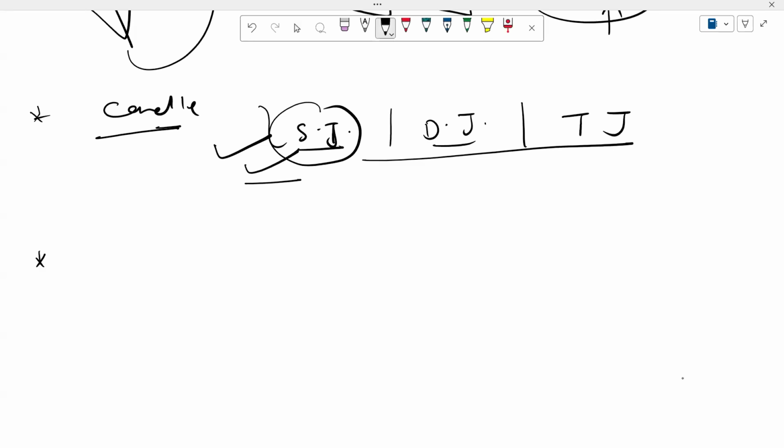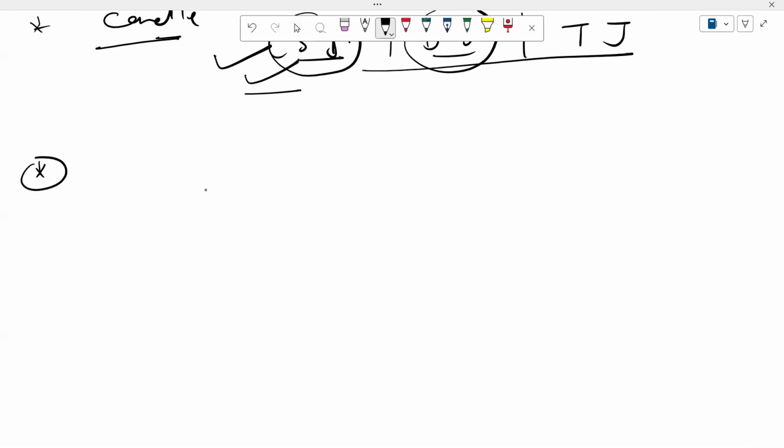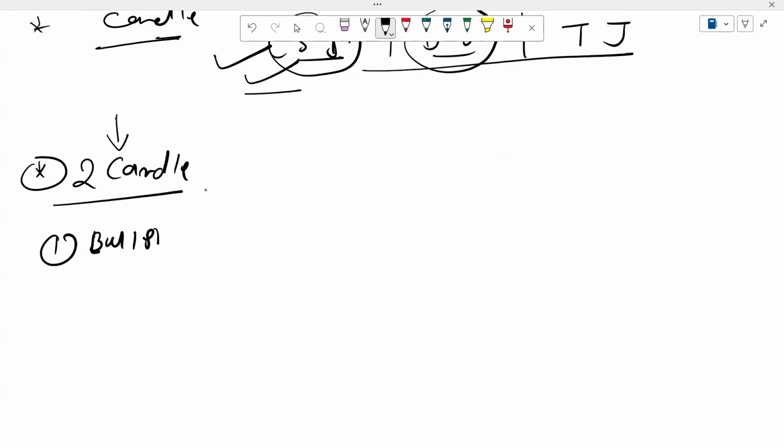Now let us understand the double Japanese candlestick chart pattern. In the double Japanese candlestick chart pattern, you need two candles to confirm the trade. The first double Japanese candlestick chart pattern is the engulfing pattern, bullish engulfing.